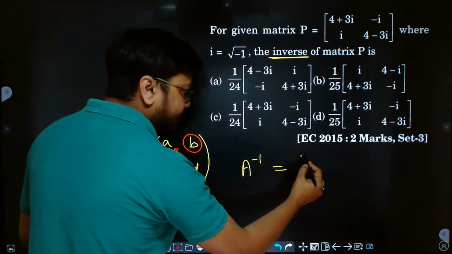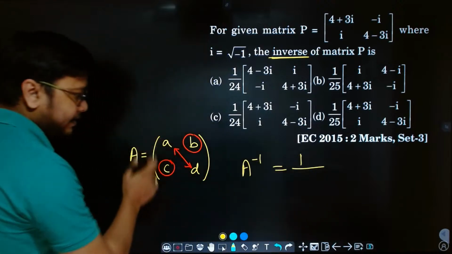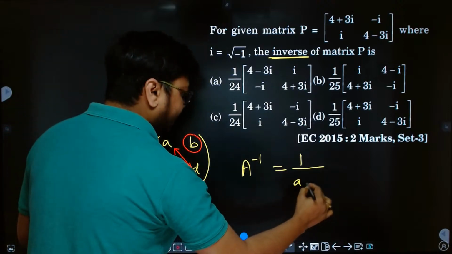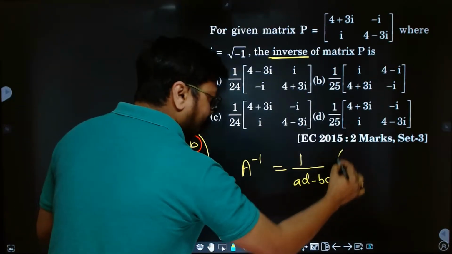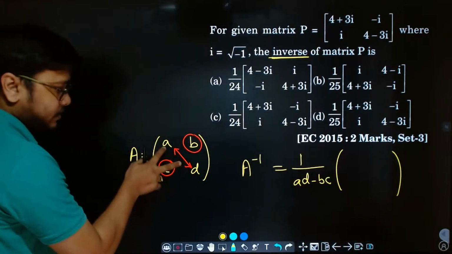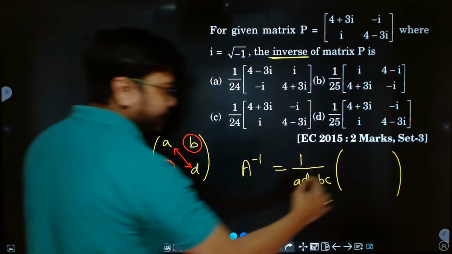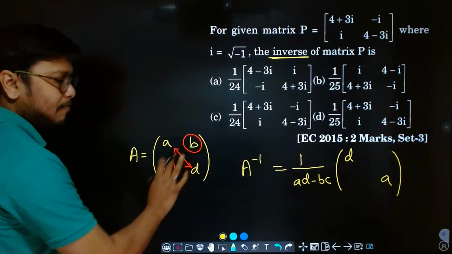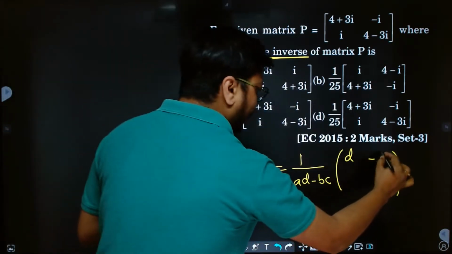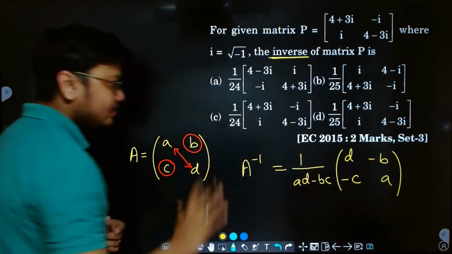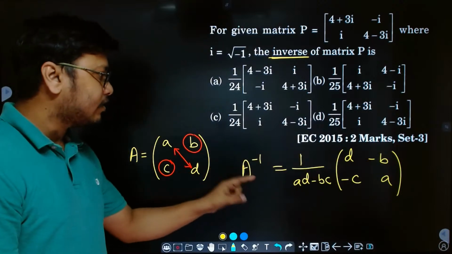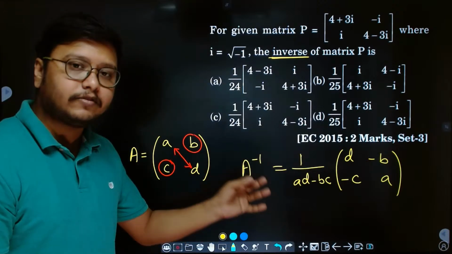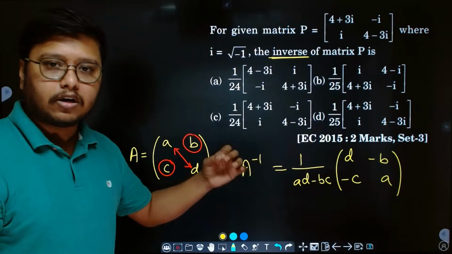So the answer we can say is directly 1 by the determinant of this matrix, which is AD minus BC, and the matrix is just interchanging these two things, that is D and A, and multiplying these two with a minus sign. So that means minus B, minus C. So this is the direct method of finding the inverse, provided it is a 2 cross 2 matrix. If this is 3 cross 3, then such a shortcut will not work.